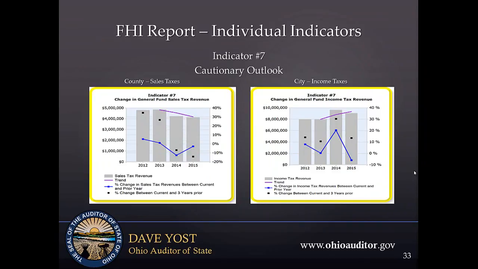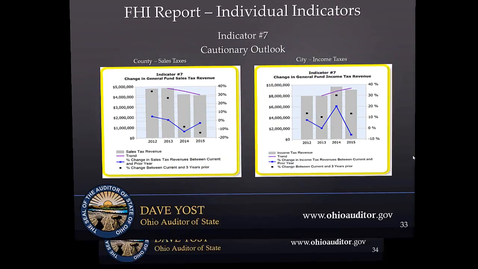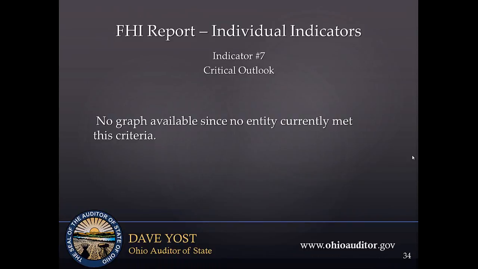For a cautionary outlook, you can see that from the prior to current year we've had a decrease. In this case, it's a slighter decrease, but it is by more than 1%. Therefore, we have a cautionary outlook for an awareness. In this case, it decreased by approximately 8%. And again, an awareness of the decrease. We can't show you a critical outlook for this indicator because currently no entity has met this criteria.